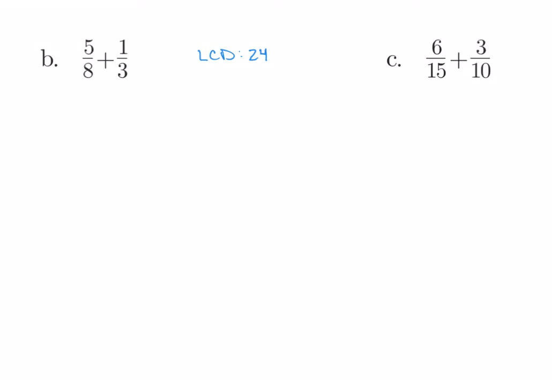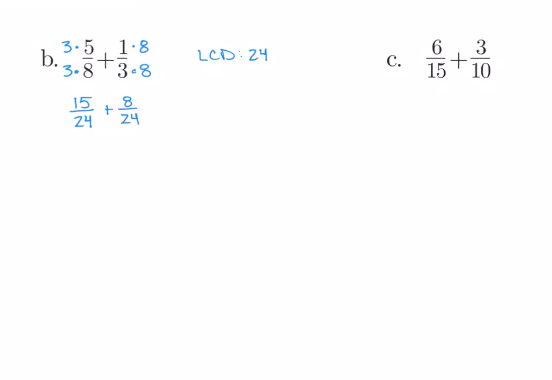So how do we get from 8 to 24? We're going to multiply by 3. We get 15 over 24. How do we get from 3 to 24? We multiply by 8. Whatever we do to the bottom, we do to the top, so we get 8 over 24.